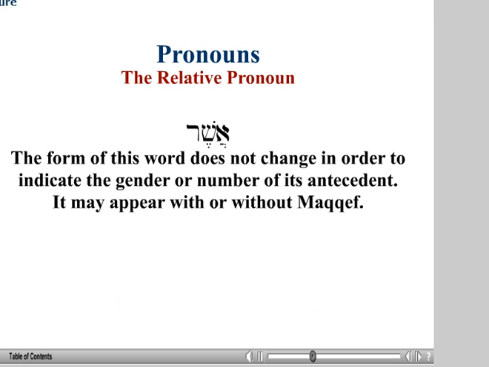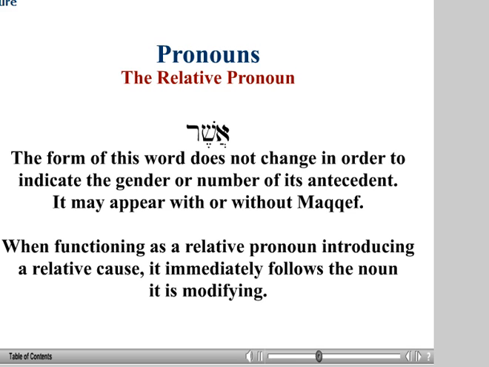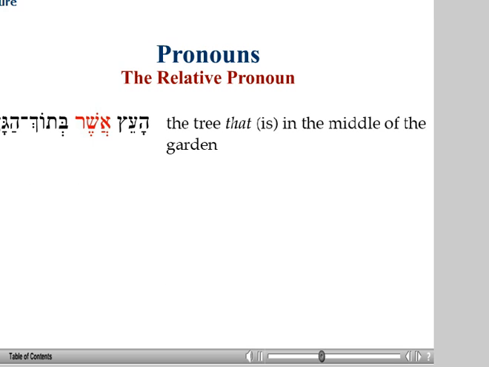The form of the relative pronoun in Hebrew, asher, does not change in order to indicate the gender or number of its antecedent. It may appear with or without makef, as you will see in the examples. When functioning as a relative pronoun introducing a relative clause, it immediately follows the noun it is modifying. Look at the first example.